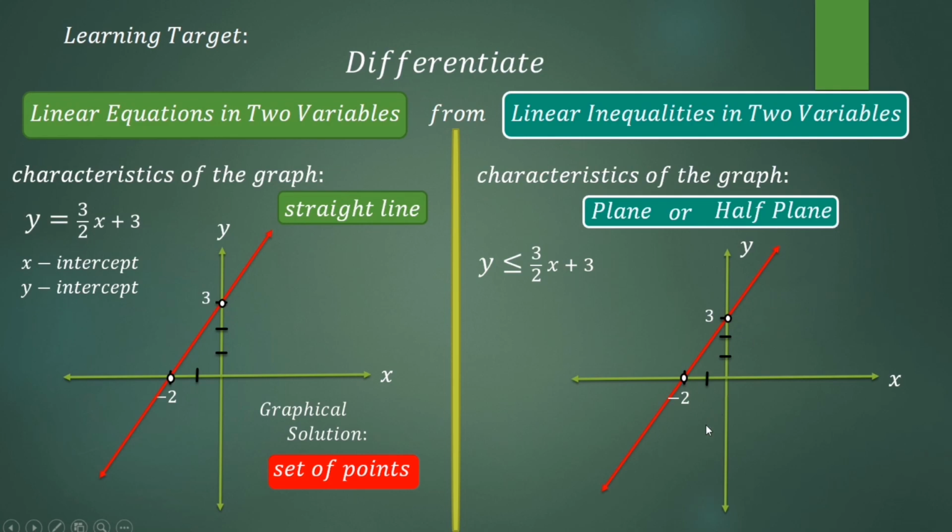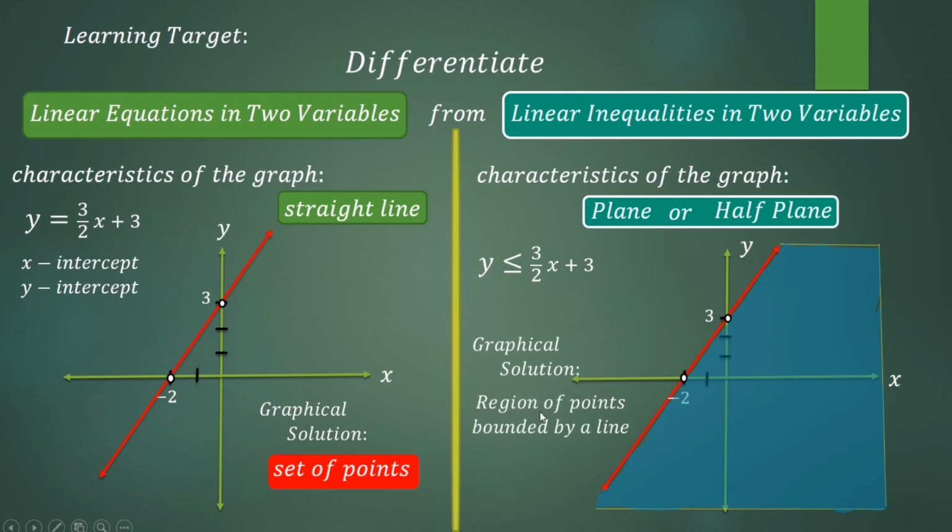Gamit natin is less than or equal to, so meron tayong shaded region here. It's considered the half plane, and the graphical solution here is the region of points bounded by a line. Ang ibig sabihin nito, the solutions of the linear inequality ay makita sa ating solid boundary line, at ang ibang solution ay makita din sa ating shaded region. That's why the graph of the linear inequality ay tinatawag na plane or half plane.